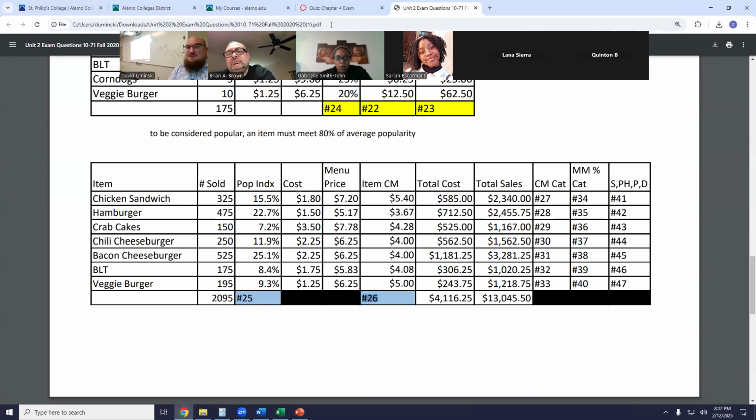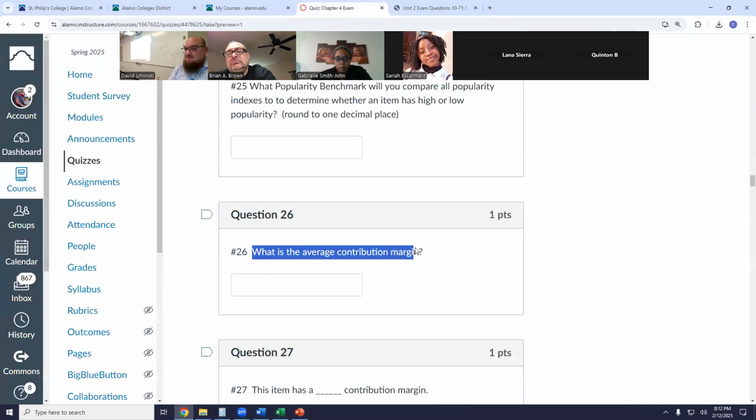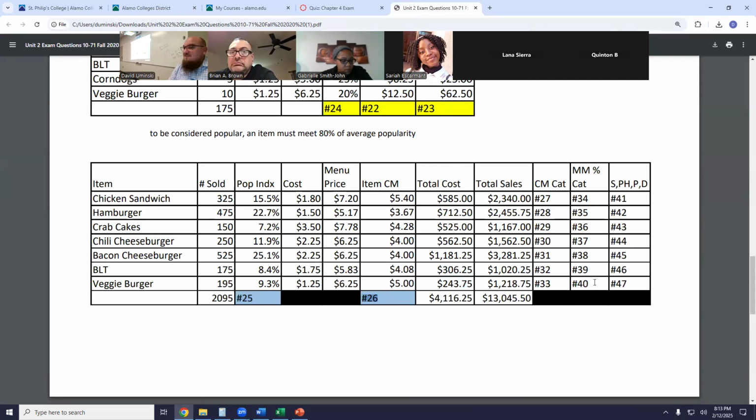It is the contribution margin average. Okay. And then 27 through 40 is just high or low. Is it high or low? 41 through 47 is just the category. So it's a 70 question quiz exam, but 32 questions of that is just high or low.